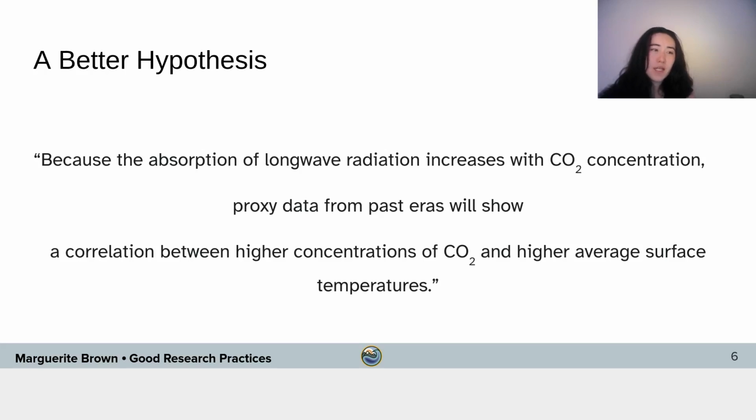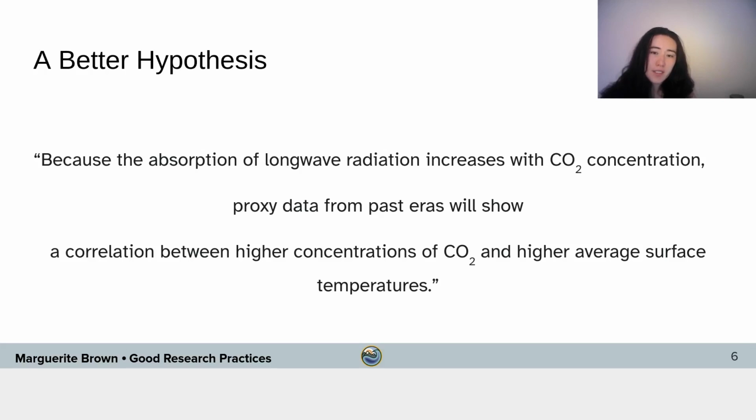So now let's take a look at a better hypothesis. Because the absorption of long-wave radiation increases with CO2 concentration, proxy data from past eras will show a correlation between higher concentrations of CO2 and higher average surface temperatures.